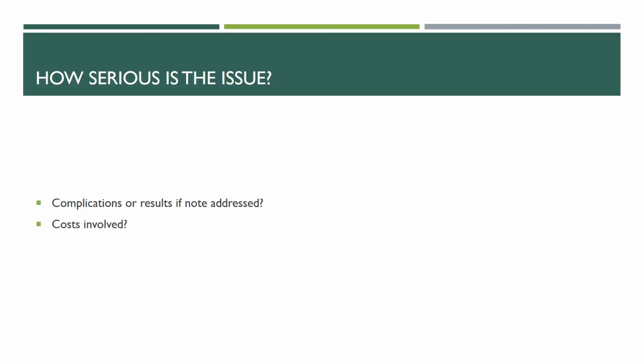Next, you want to show the seriousness of the issue. Why is it a serious condition? What are the complications or results if it's not addressed? And then what are the costs involved? You'll be able to find information on the internet about the cost for your health issue. Think outside of the box for this. Think about what is costing money due to COVID-19.